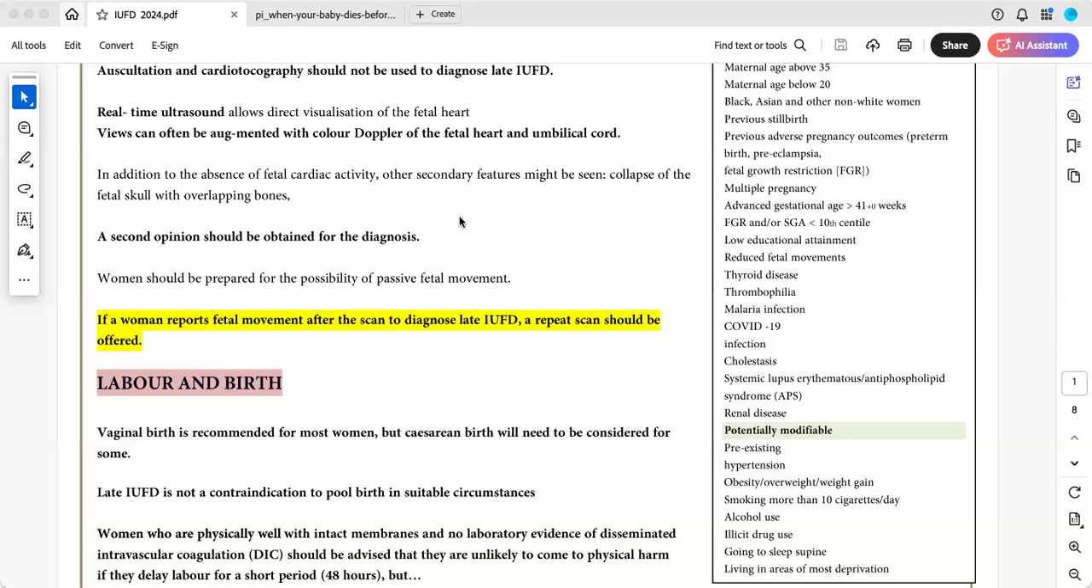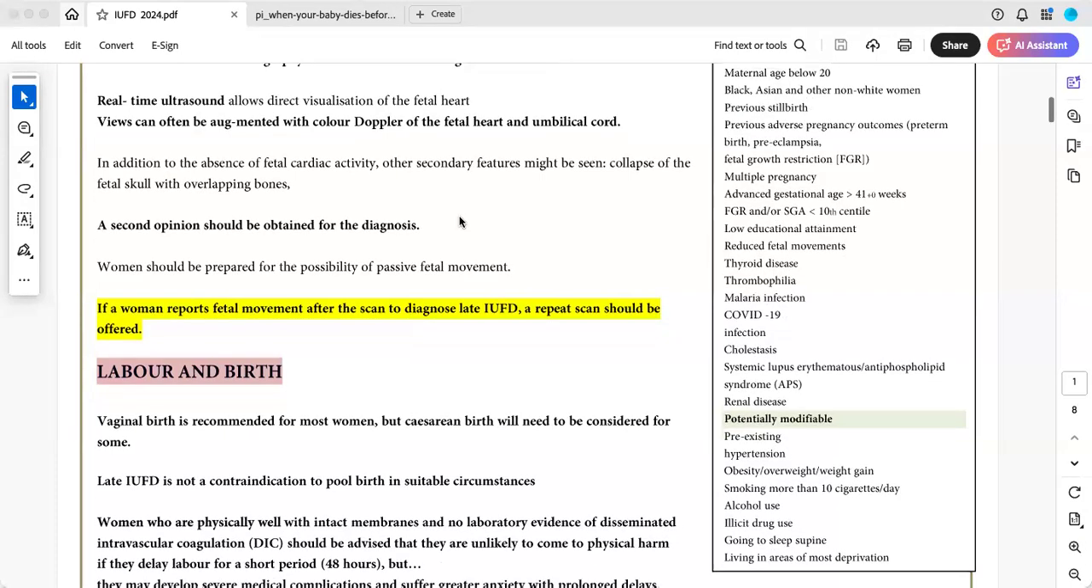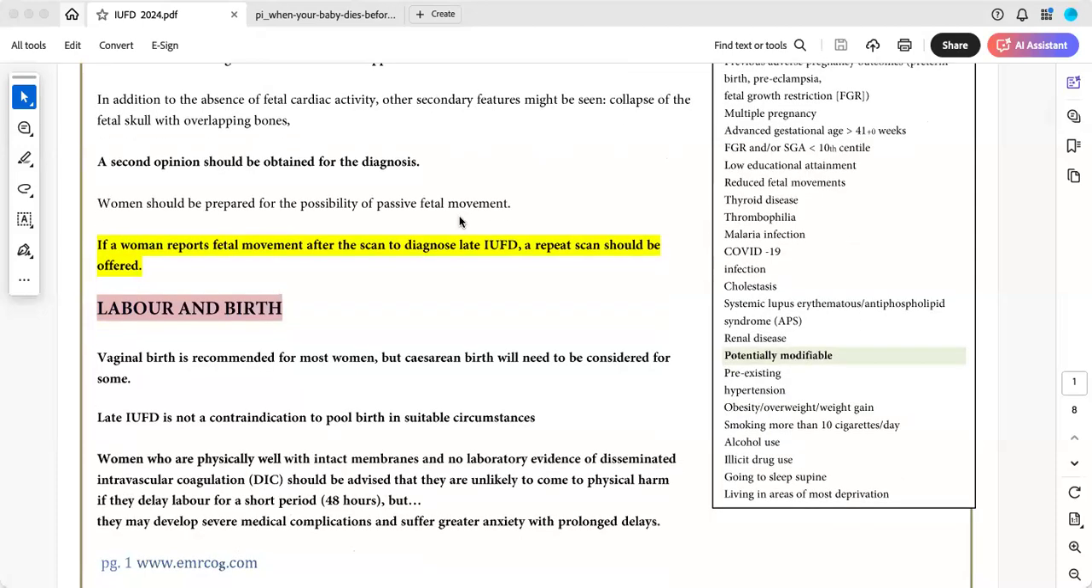It's important if you're counseling a patient in an OSCE exam. The patient will be prepared if she has been diagnosed with late intrauterine fetal death and she still has the baby inside. So part of the counseling is that you will warn her, or make her prepared, to feel the possible passive fetal movement.